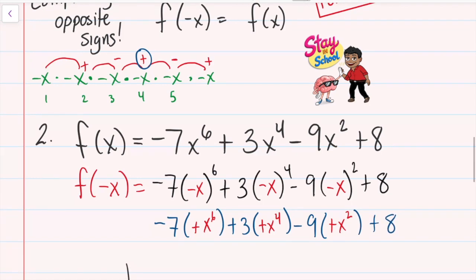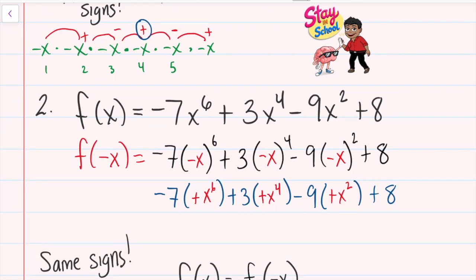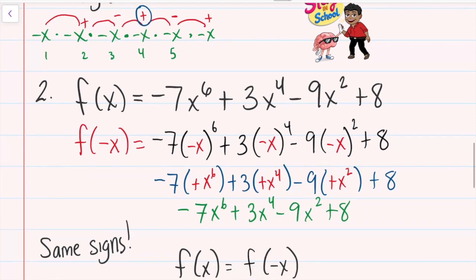Okay, let's simplify. Well, -7 times a positive x to the 6th is just -7x to the 6th. Same thing here, guys. That would just be a positive 3x to the 4th. This will be a -9, stays the same, x squared plus 8. So let's double check again. What is an even function? No matter if you put in a positive x or a negative x, you're going to get the same answer. The f stays the same.